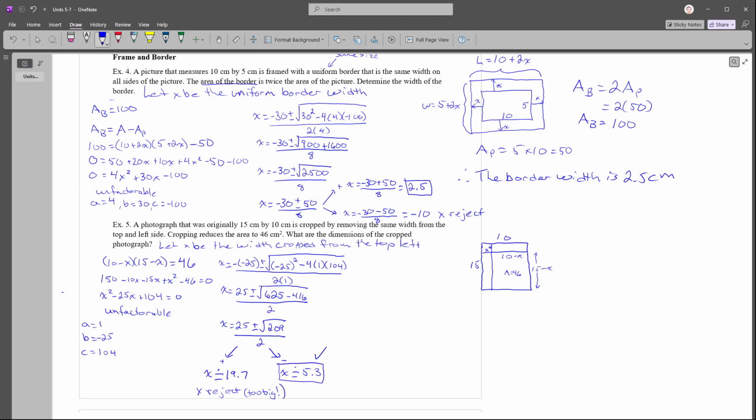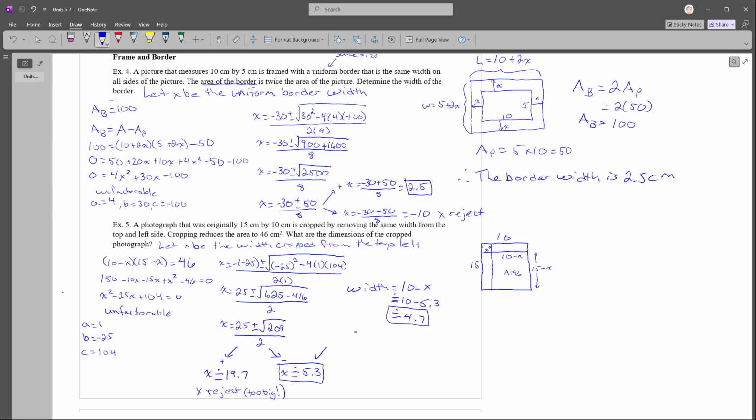So there we go. Now we know our crop width, but that doesn't actually tell us the dimensions of the new picture. We have to do the calculations. So we can see that our width is equal to 10 minus x, which is 10 minus approximately 5.3. And what you're going to end up with is the width is approximately equal to 4.7.